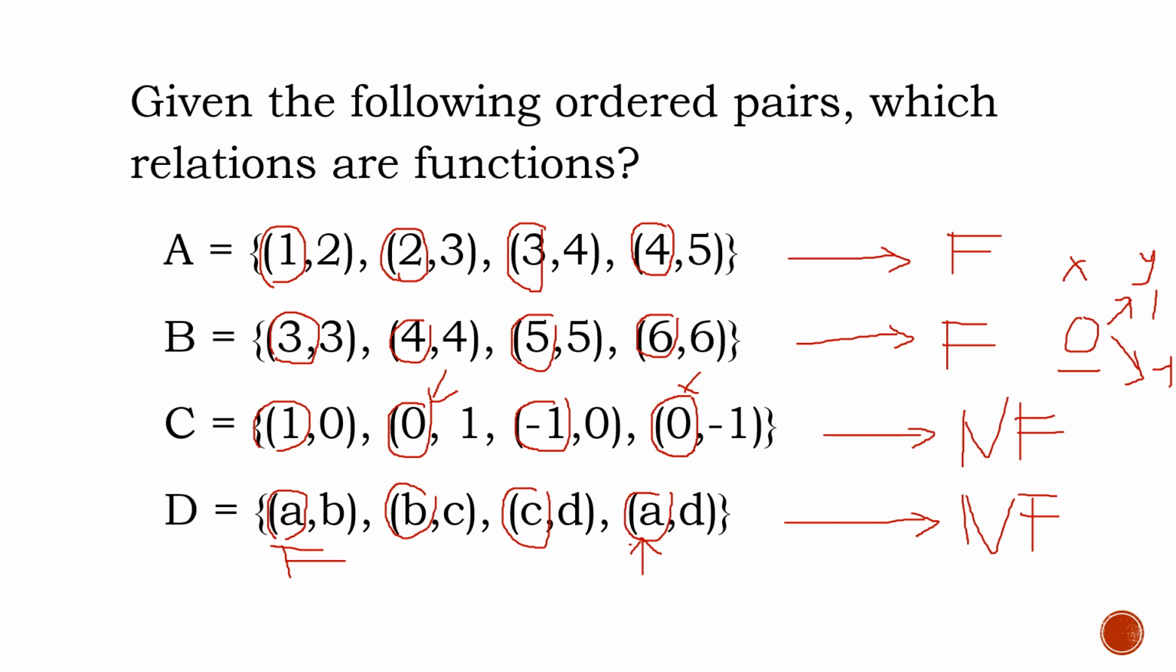It's fine if there's a repetition in your y values. Our concern here, how can we check if the set of ordered pairs represents a function or not? Our concern is only your x values. If there is no repetition in your x values, then the given set of ordered pairs represents a function. If there is a repetition in your x values, then that will be a relation, but not a function.